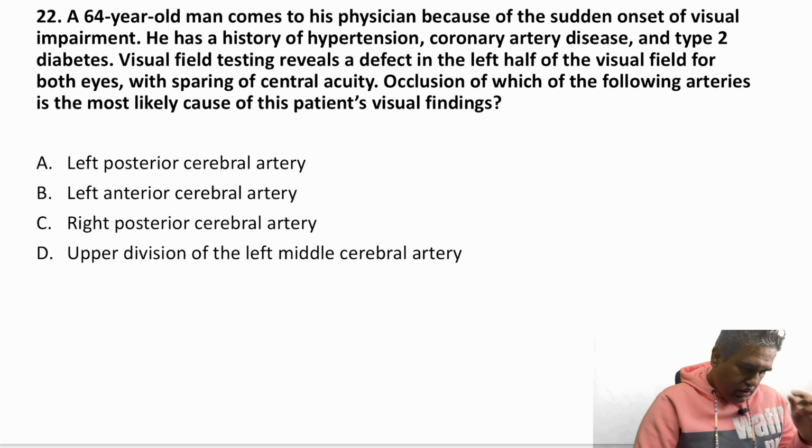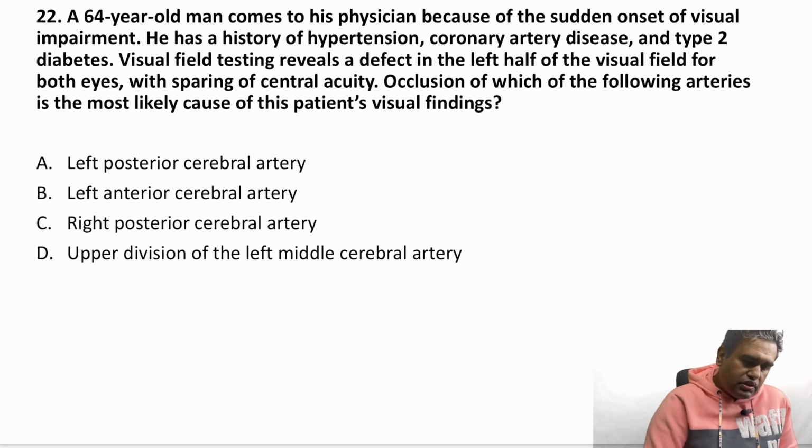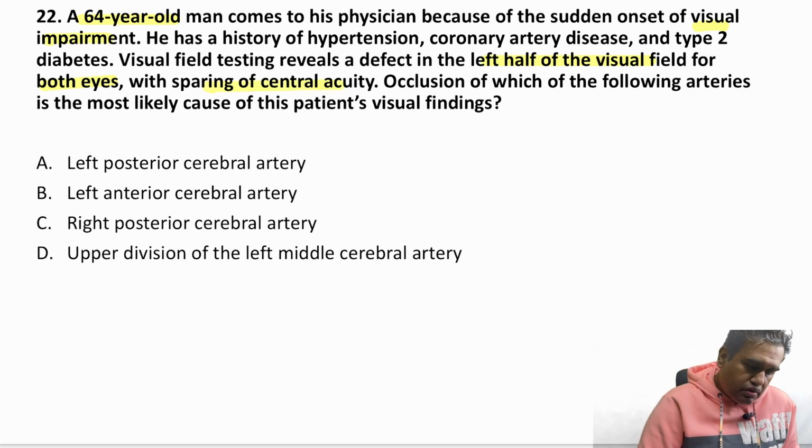So here we go. The first MCQ for the day. A 64-year-old man comes to the physician because of sudden onset of visual impairment. He has a history of hypertension, coronary artery disease, and type 2 diabetes. Visual field testing reveals a defect in the left half of the visual field for both eyes with sparing of the central acuity. Occlusion of which of the following arteries is the most likely cause of this?